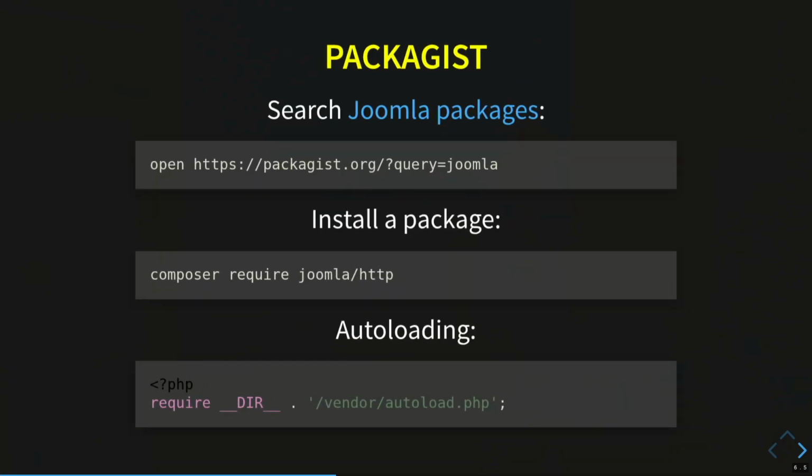So how to use it? Just go to Packagist, query for Joomla if you want a Joomla package, and if you want the HTTP package, you have to install Composer, of course. Run composer require joomla/http, which is the vendor and package, and then it will install it. Then with one line, require vendor/autoload.php, it will take care of loading the packages.